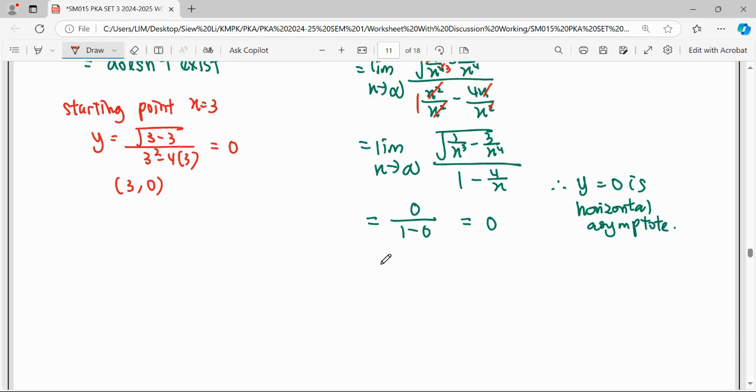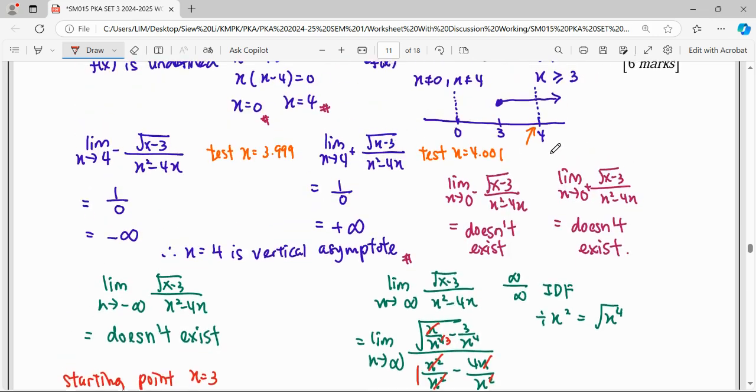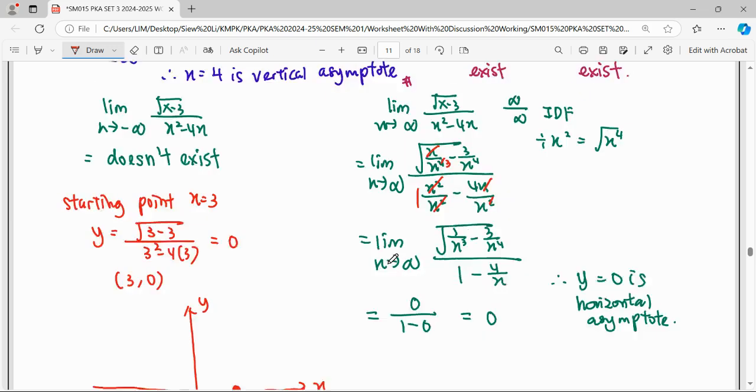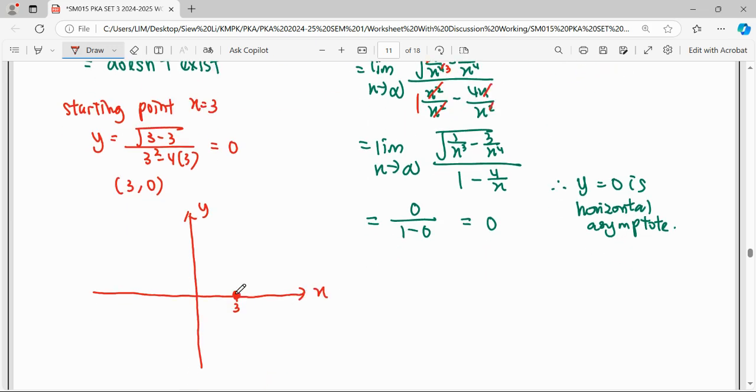Dan kita plot apa maklumat yang kita ada. 3, 0 starting point. Wujudkan point ni. Included kan? Included or not? Included. Bila the point is included means it will start with a closed circle. Titik hitam. Ada beza ya. Kalau included closed circle. Kalau tak included, titik bulat saja, kan?